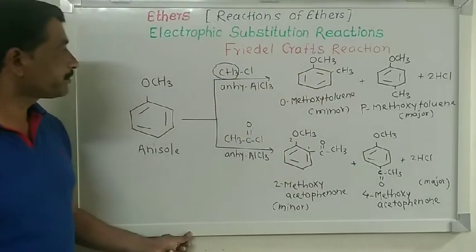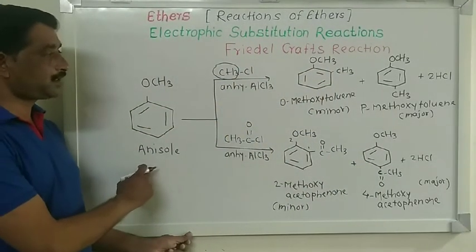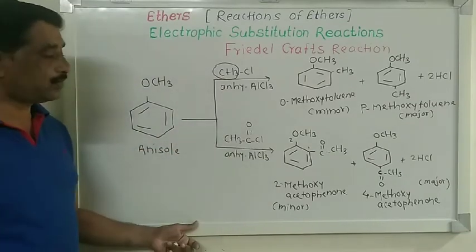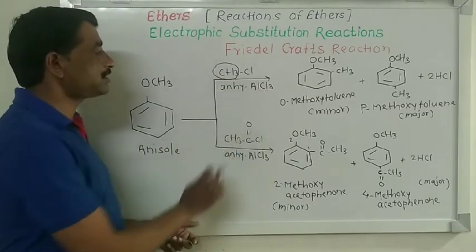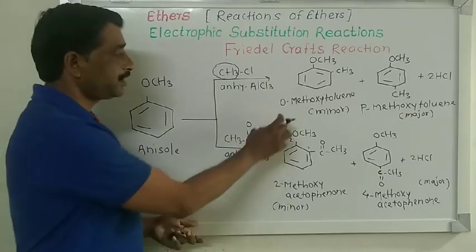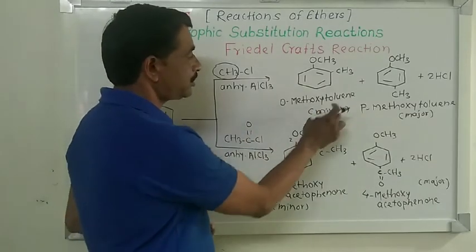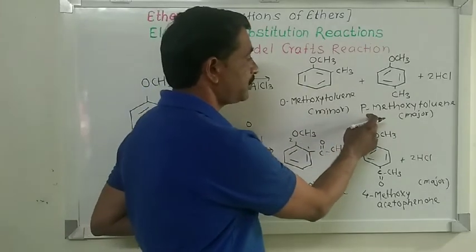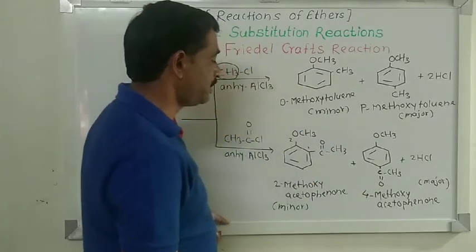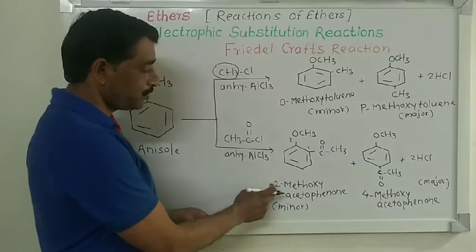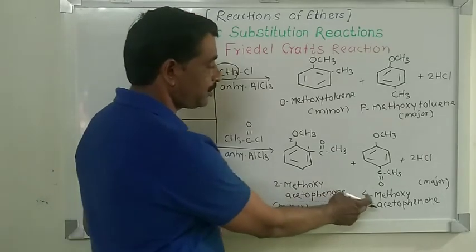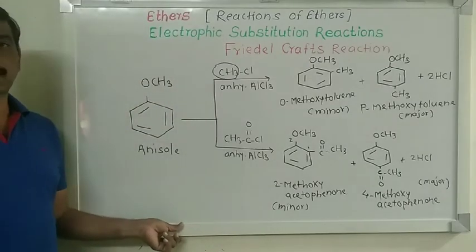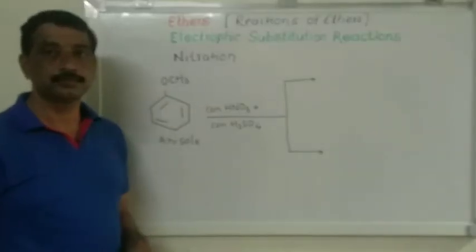So in this way, anisole on reaction with methyl chloride or acetyl chloride in the presence of anhydrous AlCl3 gives 2-methoxytoluene, that is ortho-methoxytoluene, and 4-methoxytoluene, that is para-methoxytoluene, as well as 2-methoxyacetophenone and 4-methoxyacetophenone. This reaction is known as the Friedel-Crafts reaction of anisole.